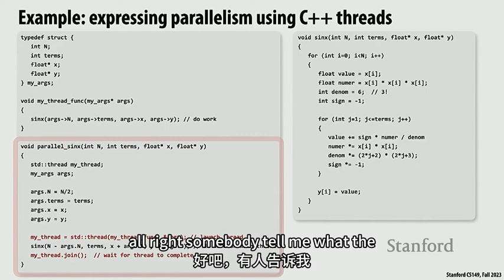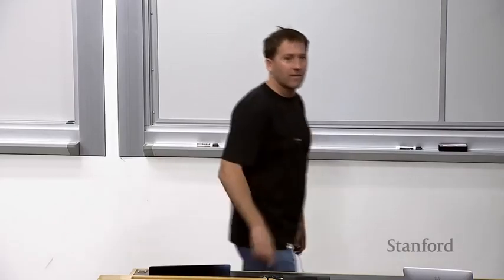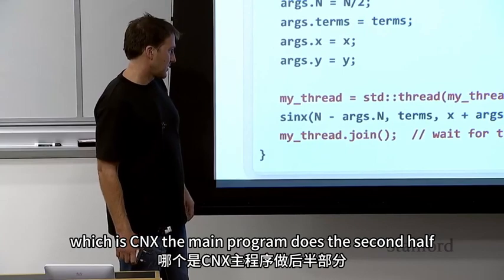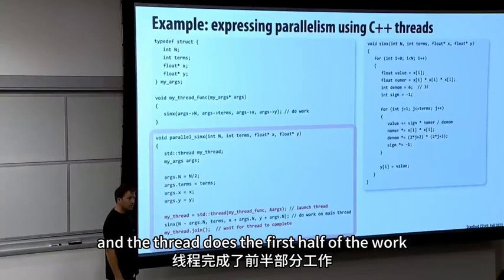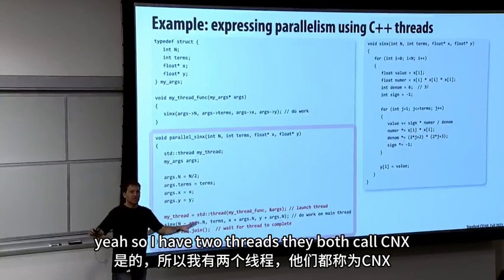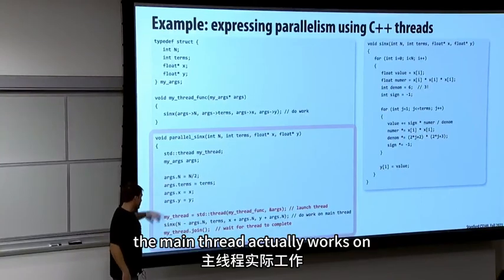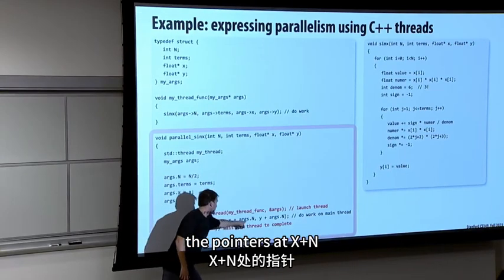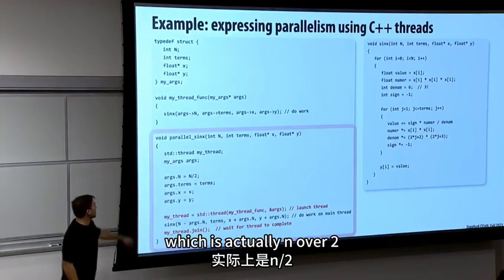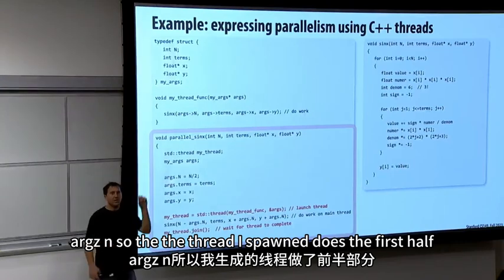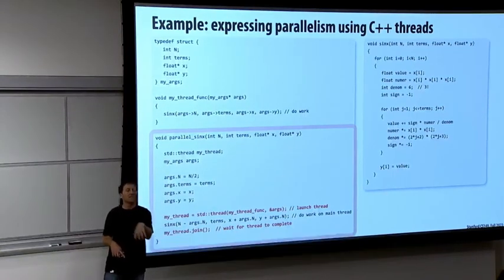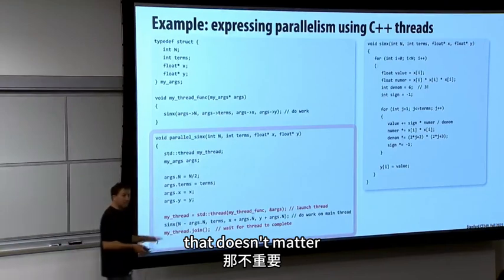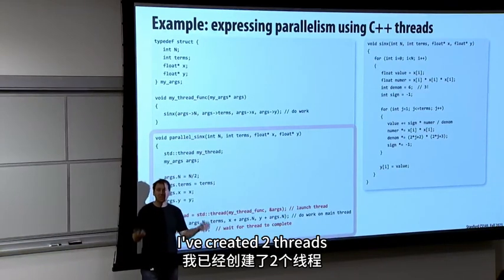All right. Somebody tell me, how does this program divide the parallel work? Yeah. So the main thread does the second half of the work, which is sin x. The main program does the second half, and the thread does the first half portion. So I have 2 threads. They both call sin x. The main thread actually works on the pointers at x plus n over 2, args n. So the thread I spawned does the first half. The thread that I already had does the second half. That doesn't matter. What does matter is, as the programmer, I've created 2 threads.